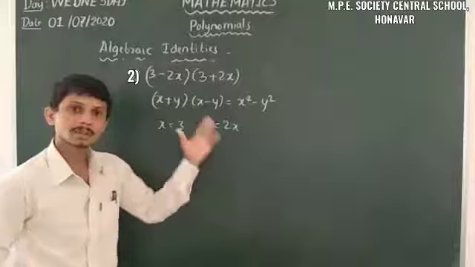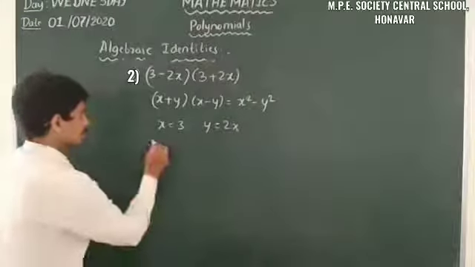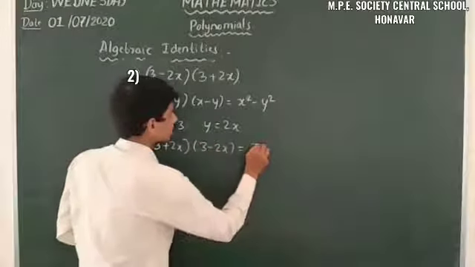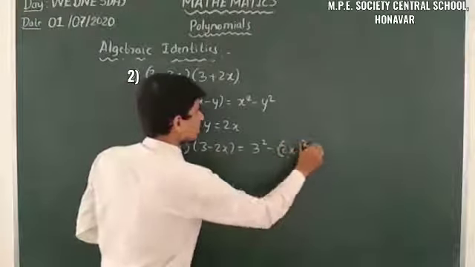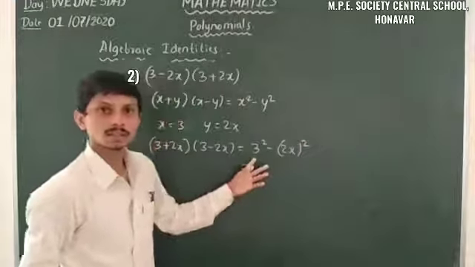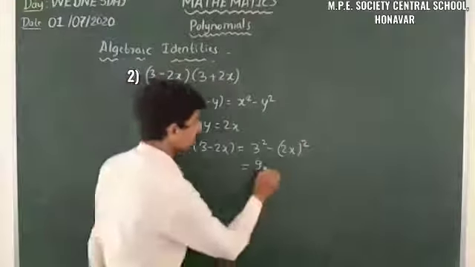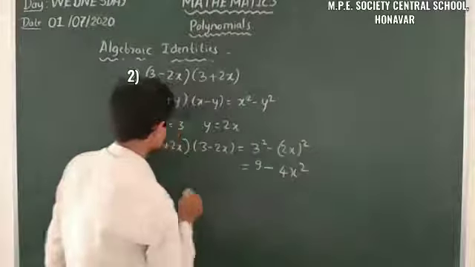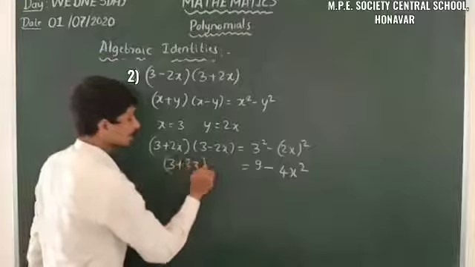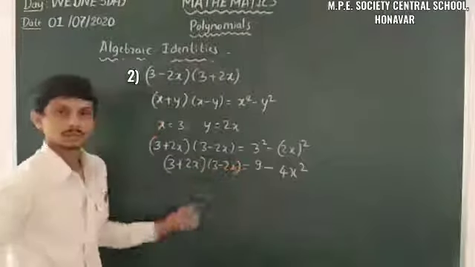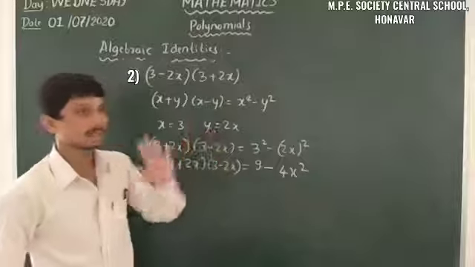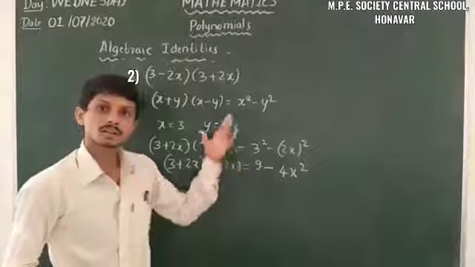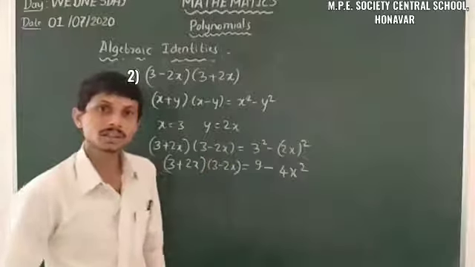Substituting in this equation, after that we have to solve the problem. That is (3 + 2x)(3 − 2x) = 3² − (2x)², which is 9 − 4x², since 2² into x² is 4x². So this is the answer of (3 + 2x)(3 − 2x). So from the use of this algebraic identity, we have to solve the problems. Let us move on to the next set of problems.